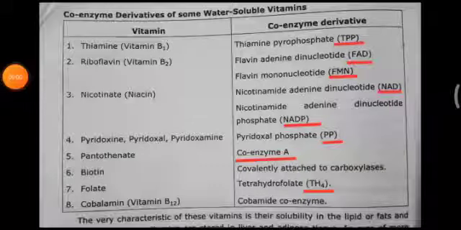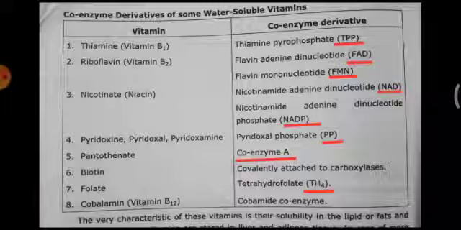Hello viewers, in the previous session we were discussing water soluble vitamins. In that we discussed vitamin C, a non B complex vitamin, and also a water soluble vitamin B complex, that is vitamin B1 thiamine. Today we are going to continue with the next vitamin, that is vitamin B2 riboflavin.